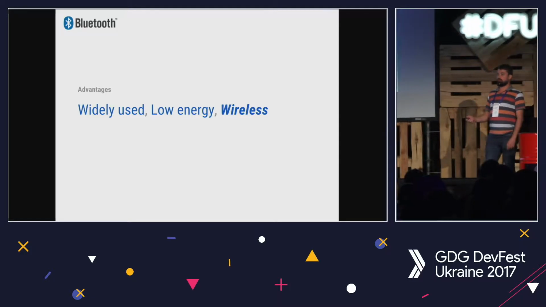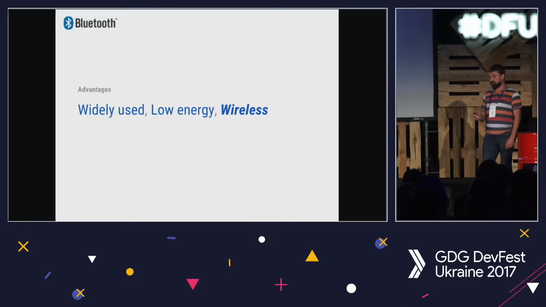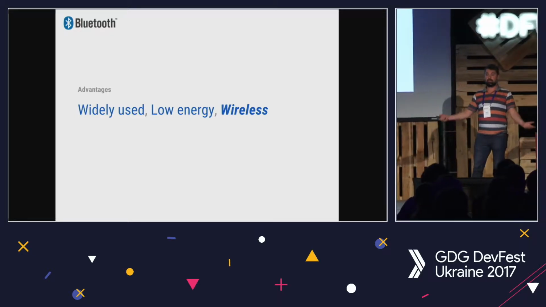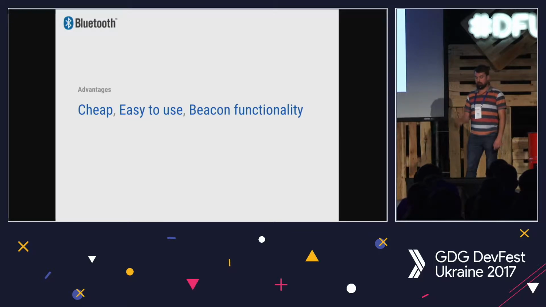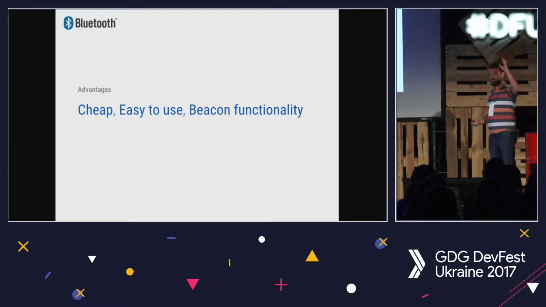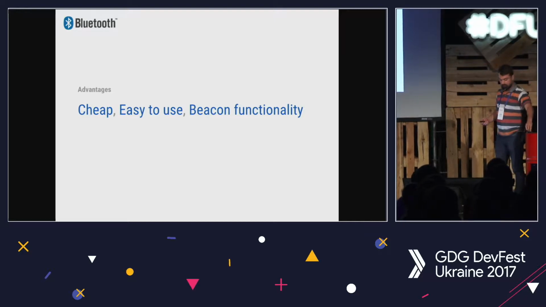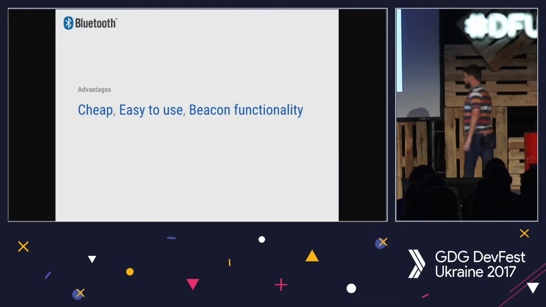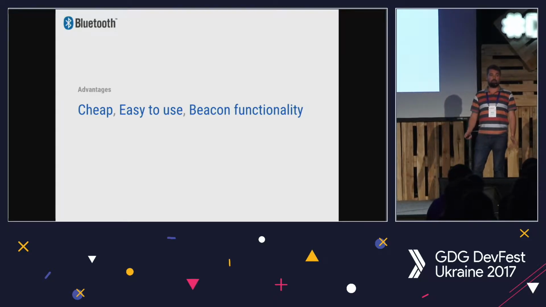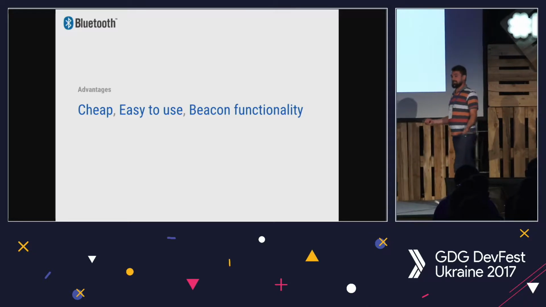So Bluetooth is a widely used protocol that with the newest version is not using a lot of power, and it works over the air. It's wireless. Very useful. I have one such device right here with me, if anyone wants to see it later. It's relatively cheap, it's pretty easy to use, and it comes with beacon functionality, which means that the device can announce that it exists in the surrounding.